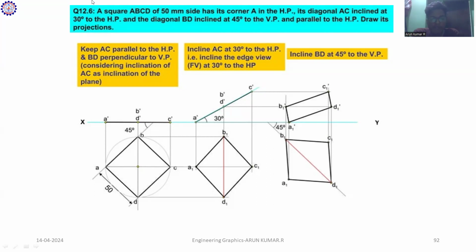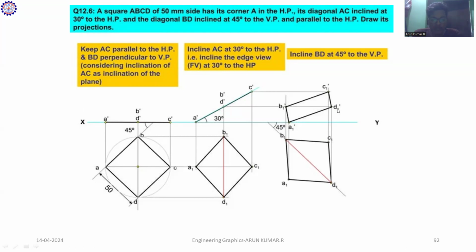First, you have to construct the square based on its corner in HP. First of all, you have to construct the XY line. That is primary and important. After constructing the line XY, you mark it as VP and HP. VP is called the vertical plane and HP is called the horizontal plane.